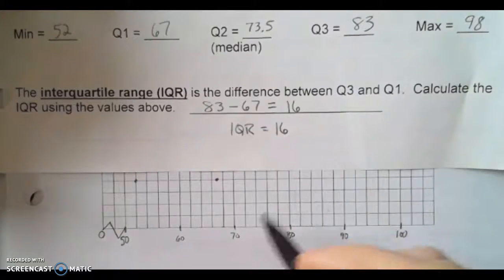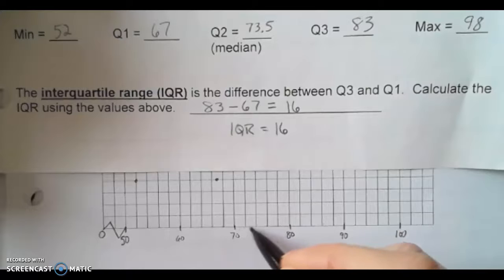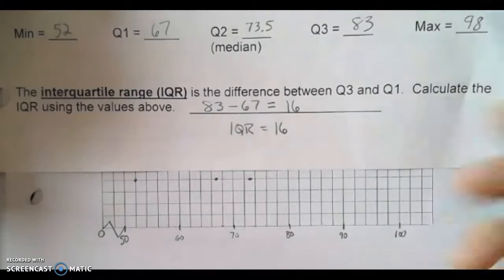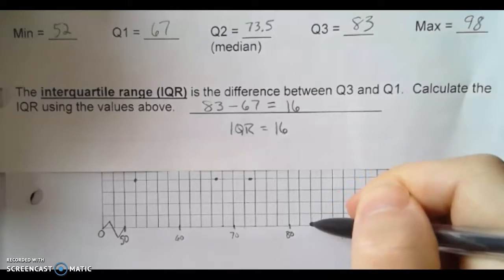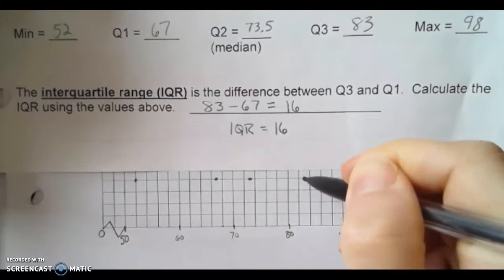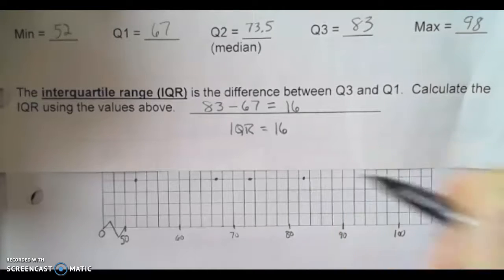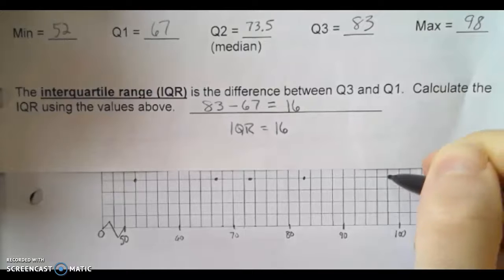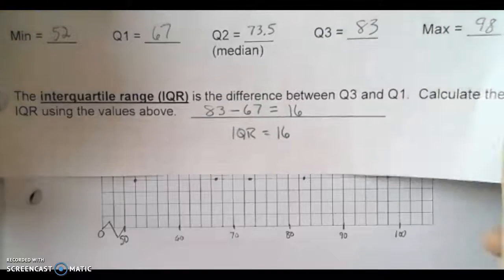Q2 is 73.5. 70, 72, 74. So in between these two lines, maybe a little bit closer to this line. Okay, right about right here, I'm going to put a little dot. Okay, Q3 was 83, 80, 82, 84. So halfway in between these two, I'm going to put a dot for where Q3 is located. And now the maximum of 98. Well, here's 100. One line back is 98. And there's where my dot is going to go for the maximum.